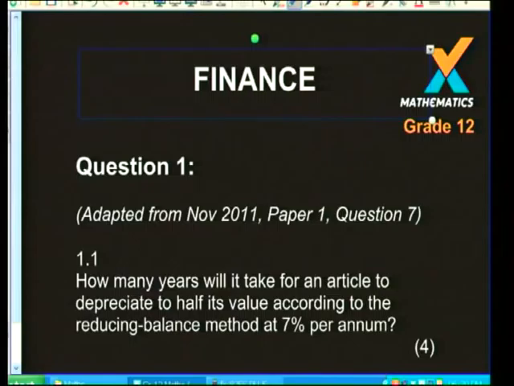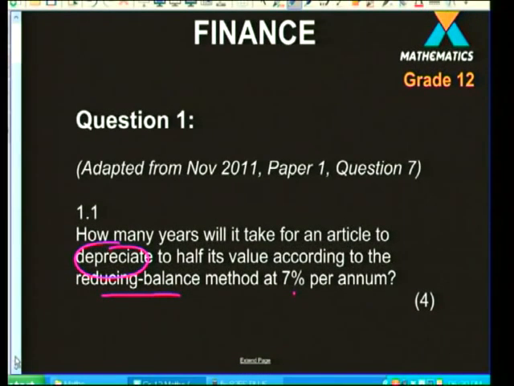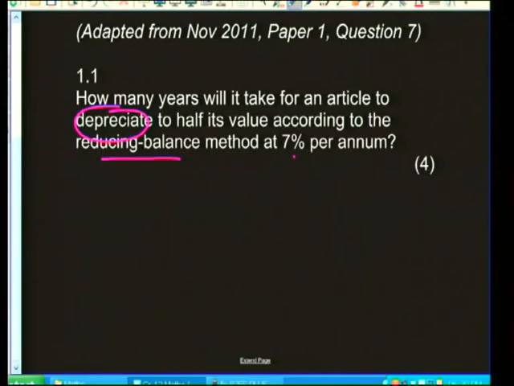We're going to tackle a couple of questions. Question number 1. How many years will it take for an article to depreciate according to the reducing balance method at 7.5% per annum? Well, fantastic. Pop on our formula sheet and we know that A is equal to P into 1 minus depreciation, i, to the power n. It's getting less. The value is decreasing, unfortunately.